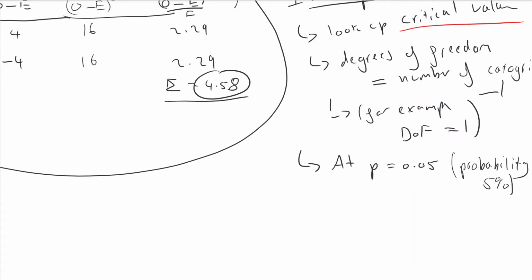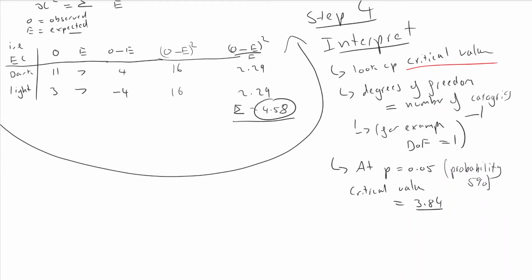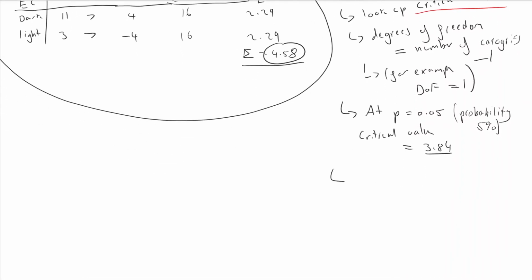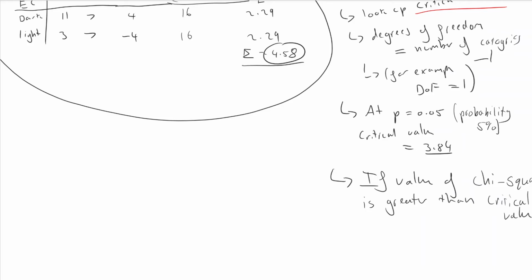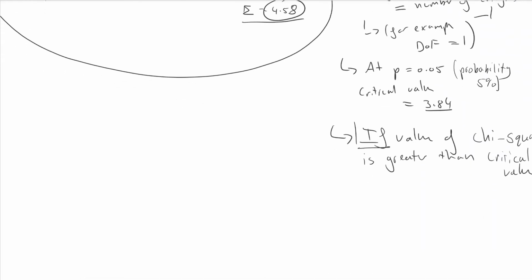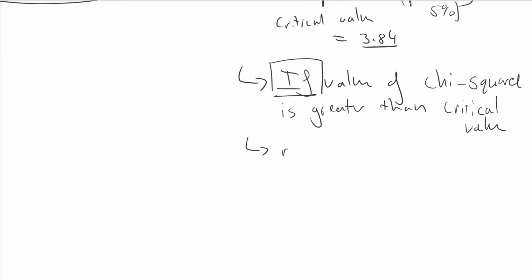Probability 5% means there is less than 5% probability that it's caused by chance. So as our calculated value is 4.58, it's bigger than the critical value at 1 degree of freedom. Now, if the value of chi-squared is greater than the critical value, you reject the null hypothesis, and this means that there is less than 5% probability that the difference in distribution is due to chance.